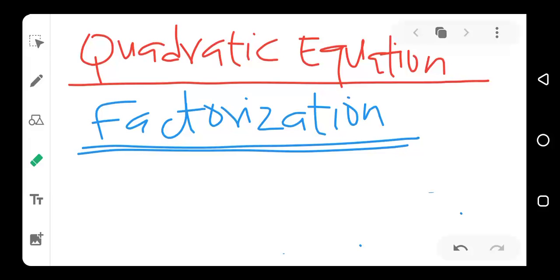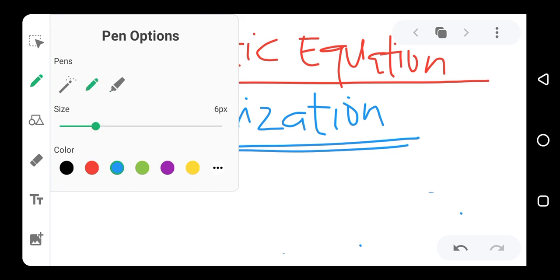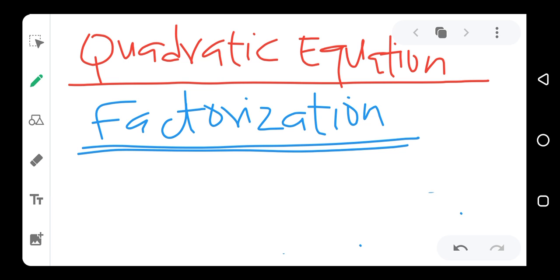Welcome to this class. In this class, we are going to continue our discussion on quadratic equations. In the previous class, we talked about how to solve quadratic equations using the factorization method. And in today's class, we are going to continue with factorization methods. Only that in the previous class, we talked about simple quadratic equations.